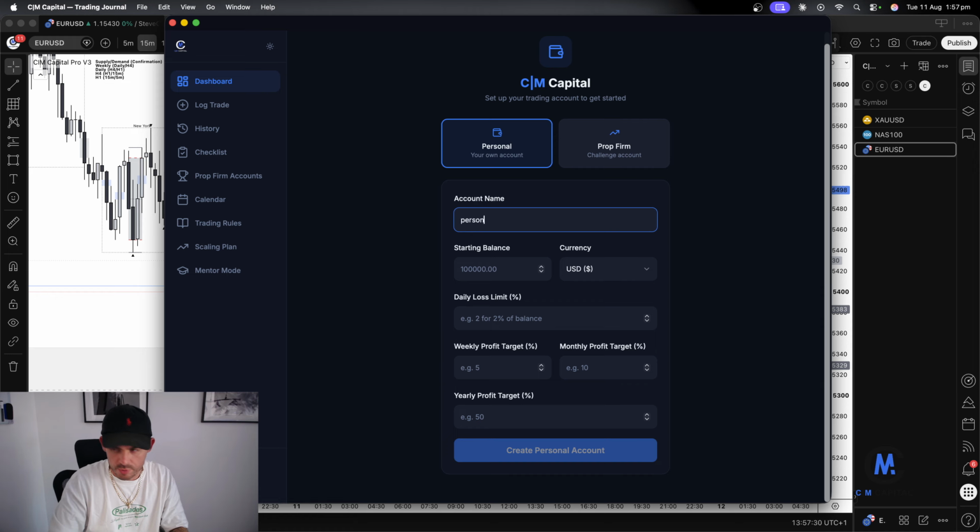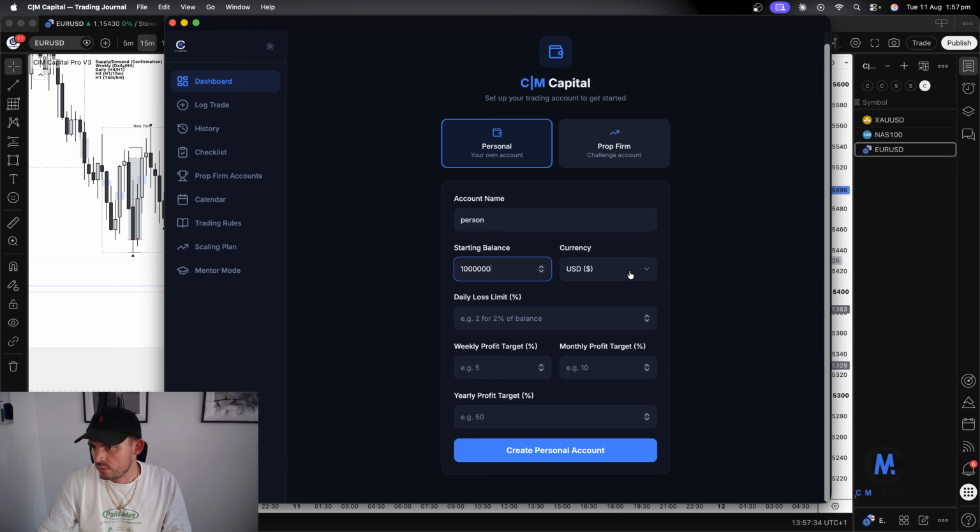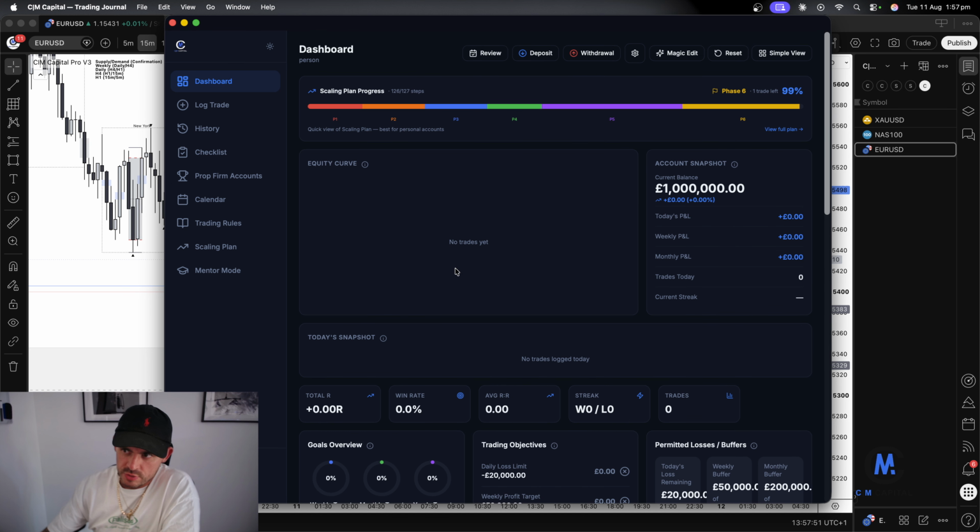So I'll just type in personal, starting balance, let's just do whatever, there we go. Great British Pound, daily loss limit. We set up daily loss limit at 2%. Weekly profit target, let's look for 5%. Monthly profit target, let's look for 20%. And then yearly profit target, let's just do 50, right, okay. So there we go. Once that all loads up, we've got £1 million in our account.